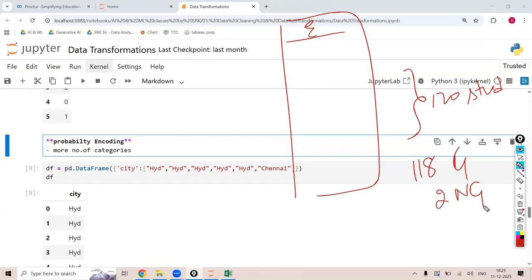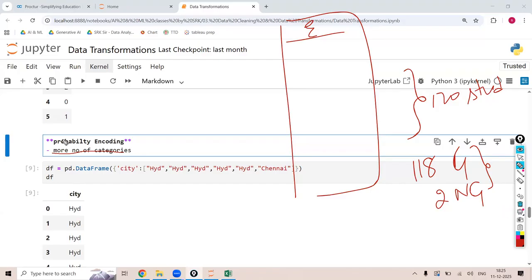Why? Because when you are having a large number of categories, only then probability encoding will come. Probability encoding will not come for a small number of categories. Here only 2 categories are there. Blindly, we have to go with dummy encoding or ordinal encoding. When you are having a small number of categories, in your mind you should have dummy or ordinal. When you are having a large number of categories, only label or probability will come.